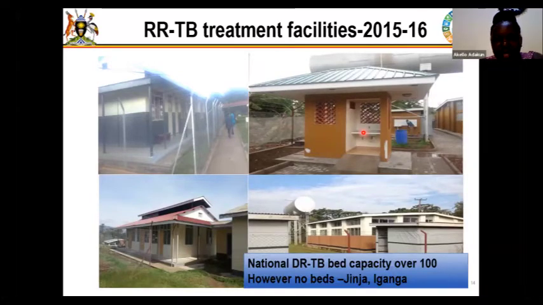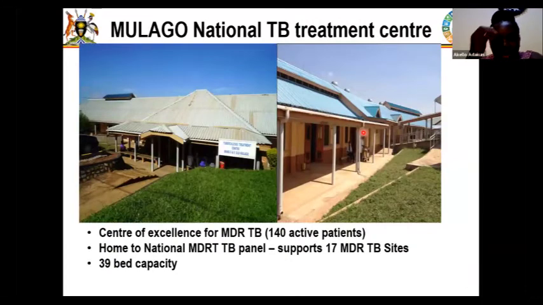This is Mulago National Referral Hospital, which is the center of excellence for TB care in Uganda. We have the largest number of patients with MDR-TB. There are 140 of them. This is also home to the National TB panel, which I chair, which discusses the difficult-to-treat cases of MDR, supporting all the 17 sites to ensure that they get knowledge and skill to manage these patients, also the side effects, to ensure that they are retained in care and they get good treatment outcomes.